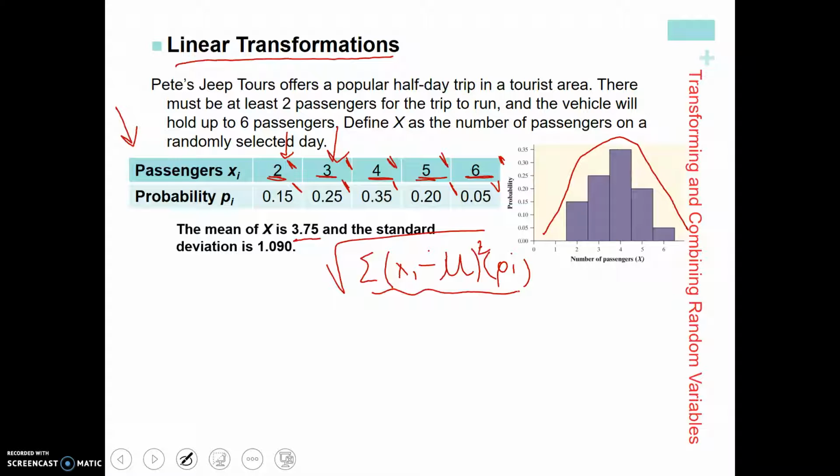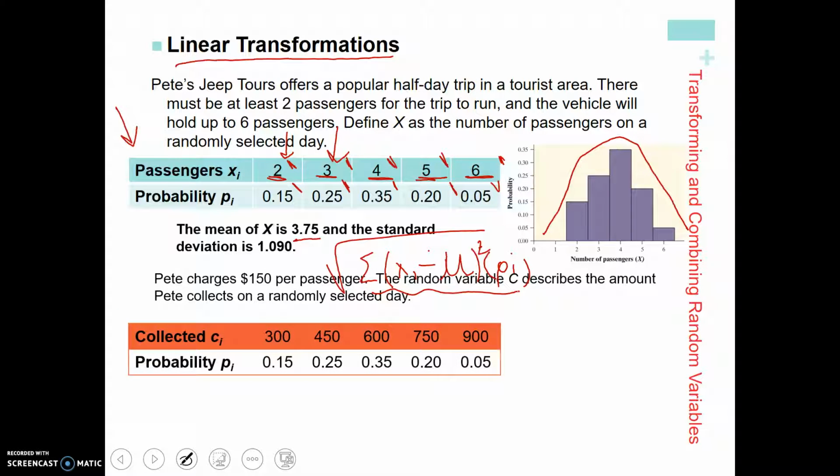And so let's say we're going to transform that table. The only thing I did to this table below here is, since these are the number of passengers, I'm just saying we're going to collect $150 per passenger. So if you had 2 passengers, that'd be $300. If you had 3, that'd be $450. And so our new graph should look very similar.